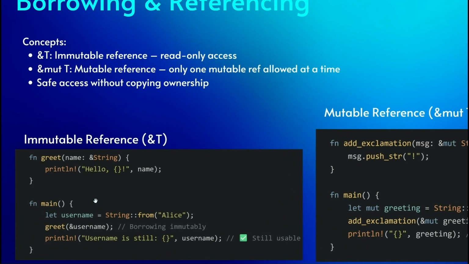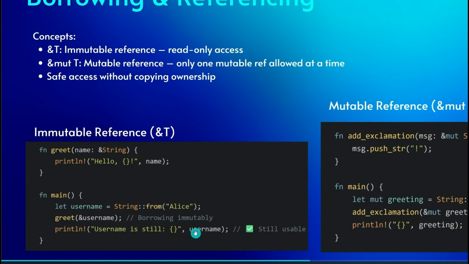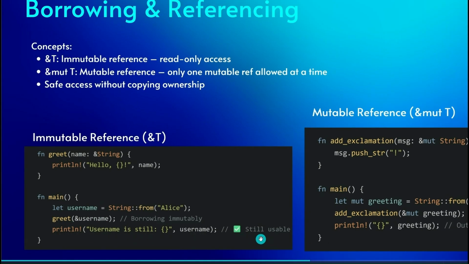So let's have a look at this. We have the main function. We have declared one string called alias and passed that value to the username variable. Then we have passed this username to the greet function, and then we are printing the username here, and it is still usable here. Why? Because we passed this alias to another function, and it is still usable because we passed it using the ampersand sign.